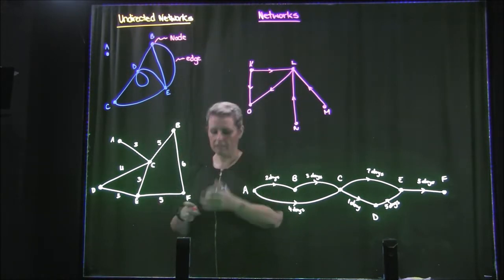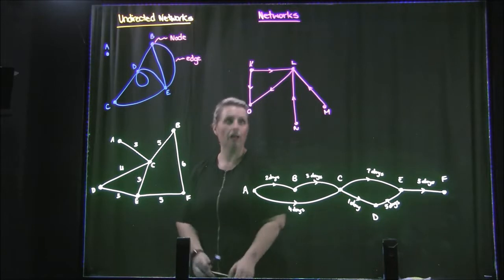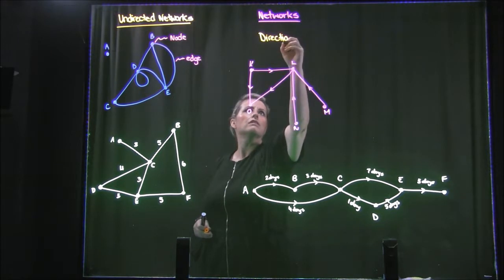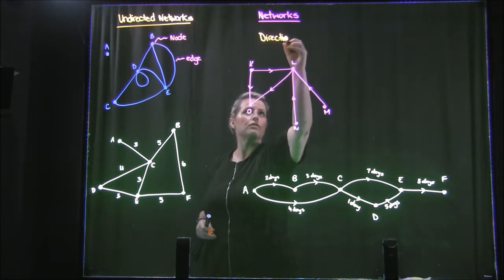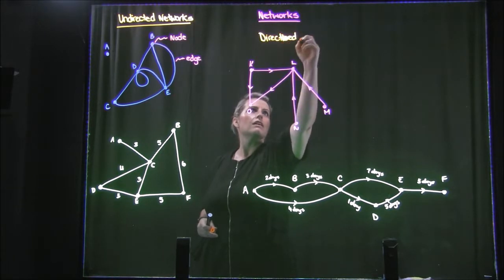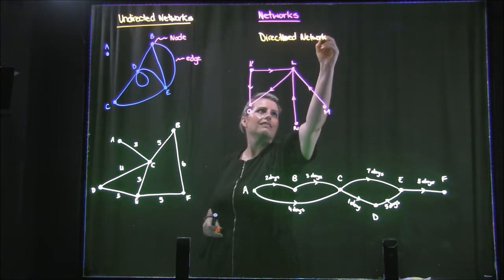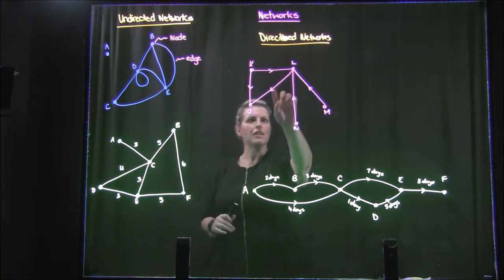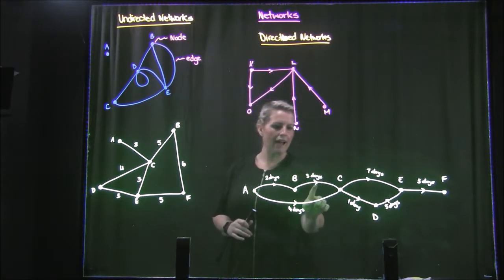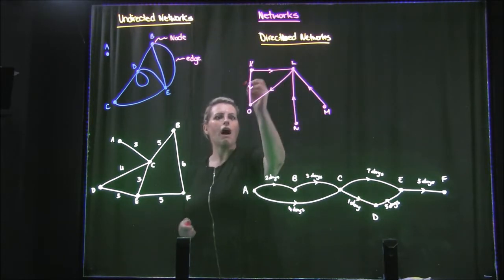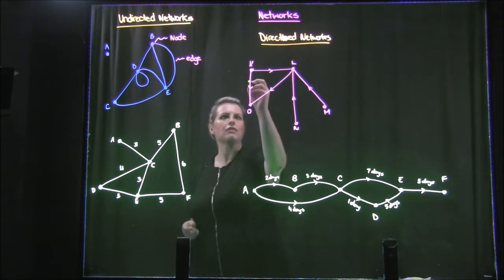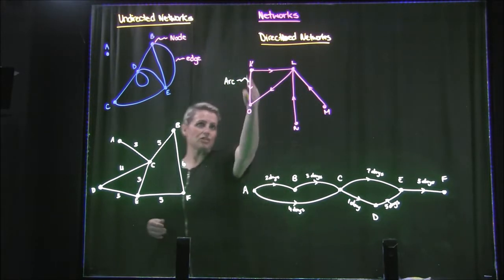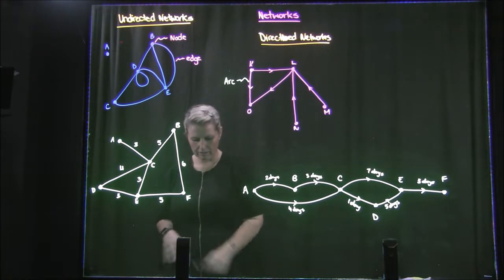What I can tell you over here is that these are directed networks. The difference between them is, as you can maybe tell, these ones here have direction indicated by the arrows on what we call arcs. I'll just pick a different color. So in a directed network, those edges are referred to as arcs.